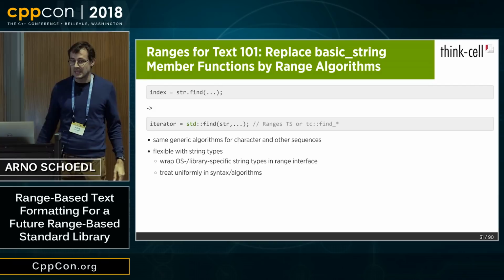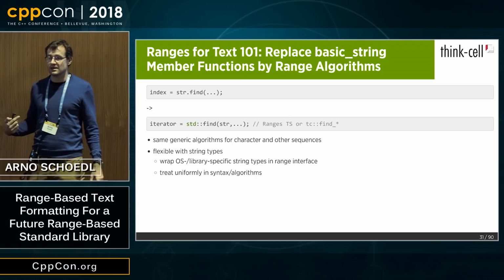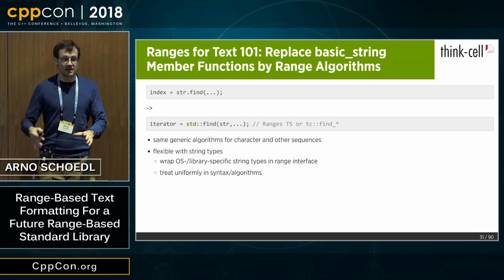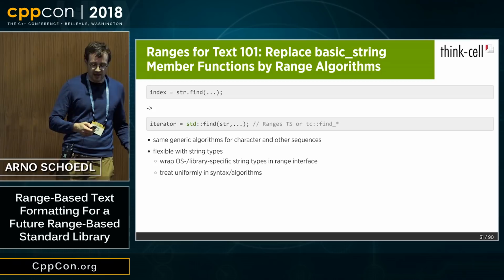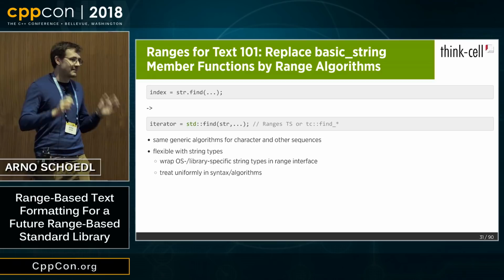Now, when you're starting to use ranges for text, probably the first thing you want to do is get rid of all these member function calls of basic string. So basic string is this shadow world where everyone is doing iterators except for basic string. They are doing indices and member functions. And the first thing we did was get rid of all that stuff. You want to have a uniform way of treating ranges. It doesn't really matter whether it's a character range or whether it's a range of numbers. You're using the same algorithms on either one.